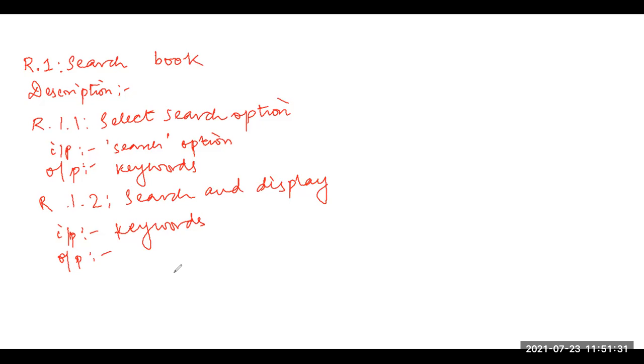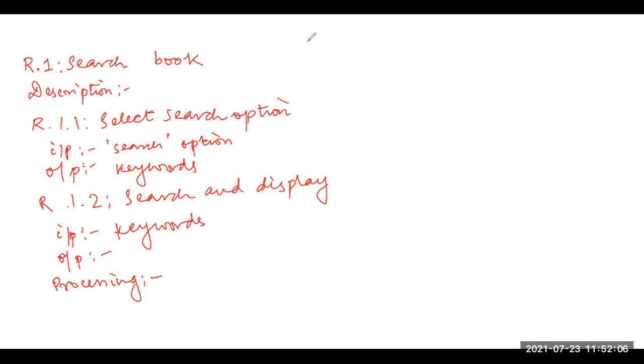So the book details would be displayed, which will include the title of the book, author, ISBN, catalog number, number of copies, and so on. So what is the processing done? The processing is to search the book list based on their keywords. This is the processing which is done. The book list is searched based on the keywords. Now, this is if I am talking about search book.